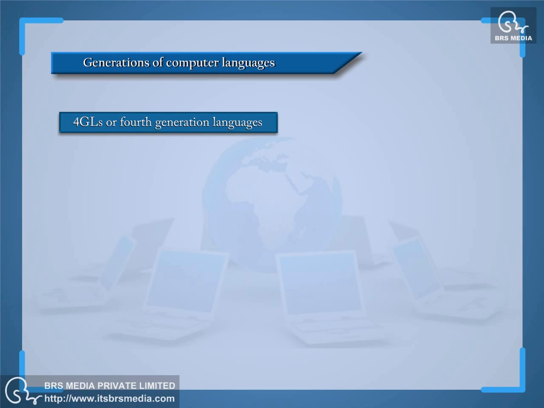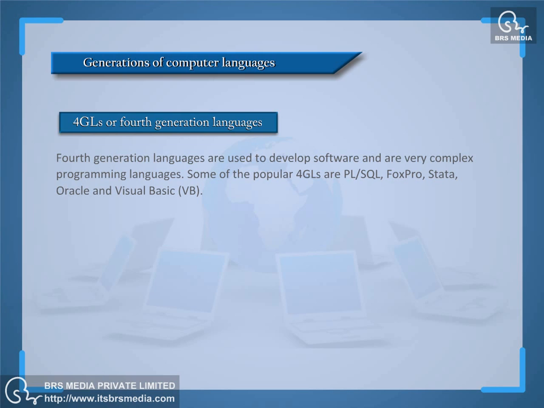4GLs or fourth-generation languages. Fourth-generation languages are used to develop software and are very complex programming languages. Some of the popular 4GLs are PL, SQL, FoxPro, Stata, Oracle and Visual Basic, VB.